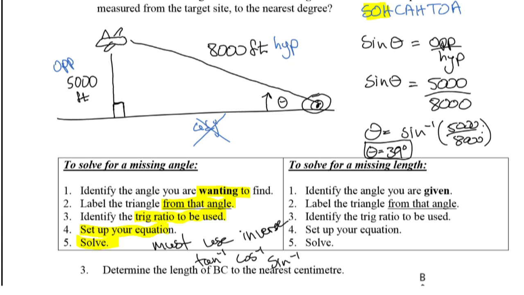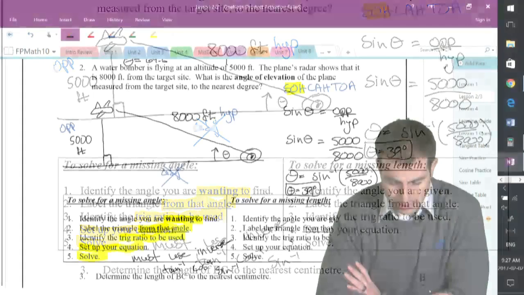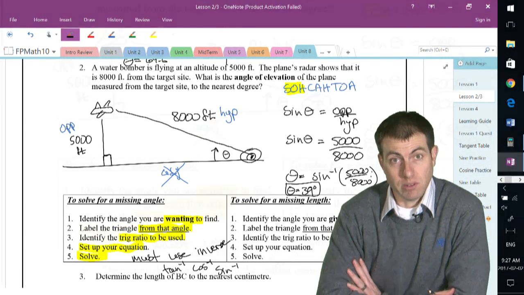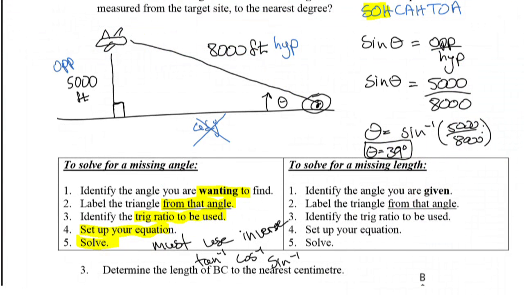To find a missing length, these are the only two things that can happen in trig questions. To find a missing length, we have to figure out what angle we're given. We label the triangle from that angle, just like we did in the previous. Identify the trig ratio, set up your equation, solve. And for anything for a length, you're going to use tangent, cosine, sine. No inverses for missing sides. We only use the inverse when we're trying to identify the angle.